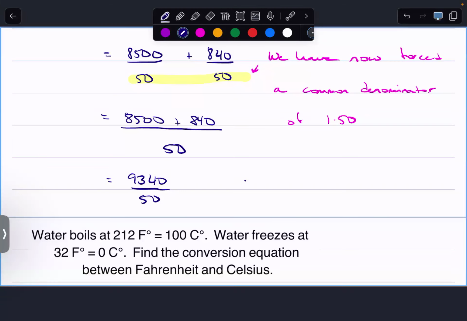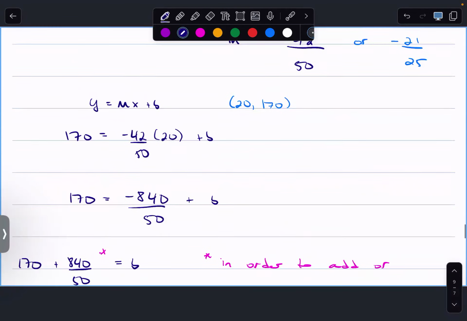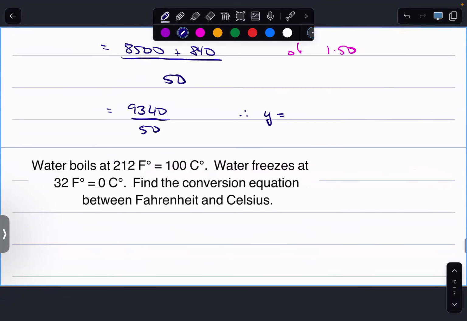So then therefore, y is, the slope was negative 42 over 50 times x plus 9340 divided by 50.